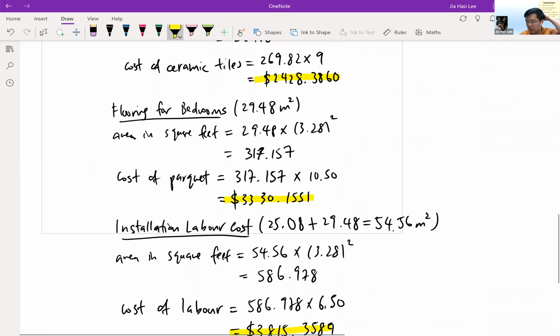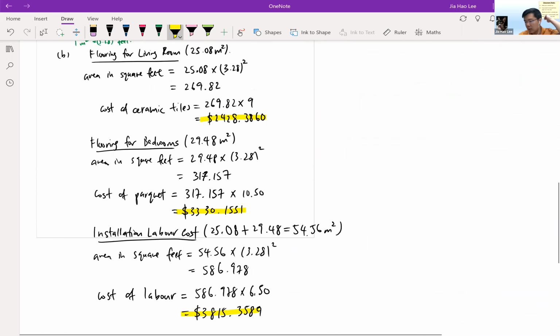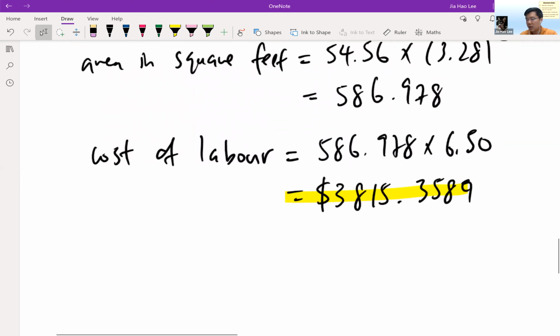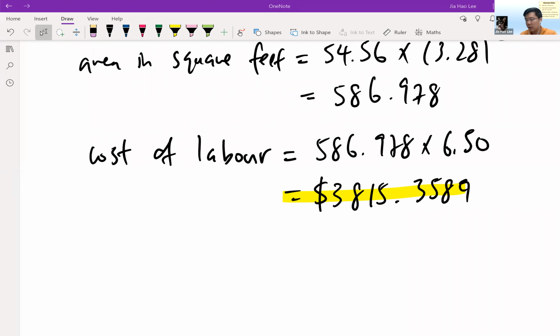Now, at this point, I have calculated all the things that I'm told to calculate. I calculated the materials cost, so the cost of the ceramic tiles, the cost of the parquet, as well as the installation labor cost. Now, I need a last category to do my comparison. So I need to take these three numbers, add them together, and then determine whether or not this is more than or less than $8,000. Then I can tell Mr. Tan whether or not his budget makes sense or not. So at the end, we are going to write a conclusion, total cost. My subheader for the last part is the total cost needed.